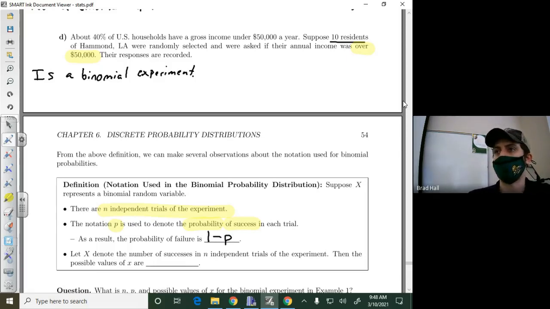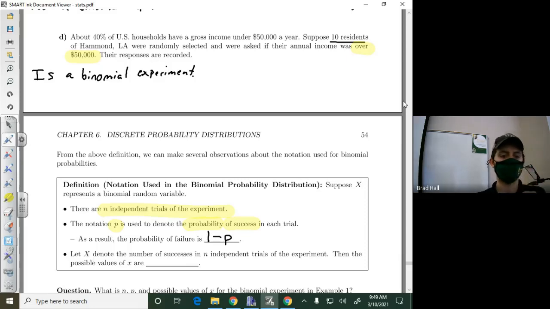So if you have a 0.6 chance of success, how do you get the probability of failure? It's 1 minus that. So I just wanted to say that merely as a toss-up.